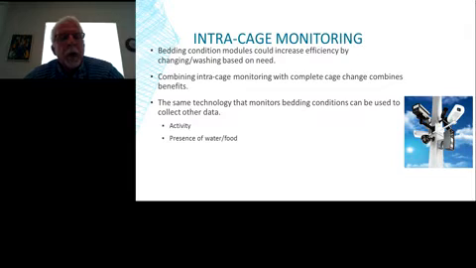With intercage monitoring, the bedding conditioning modules could increase efficiency by changing washing based on need. And we'll get into a specific study that I'll show you, and what that actually means in terms of a decreased amount of cage changing.